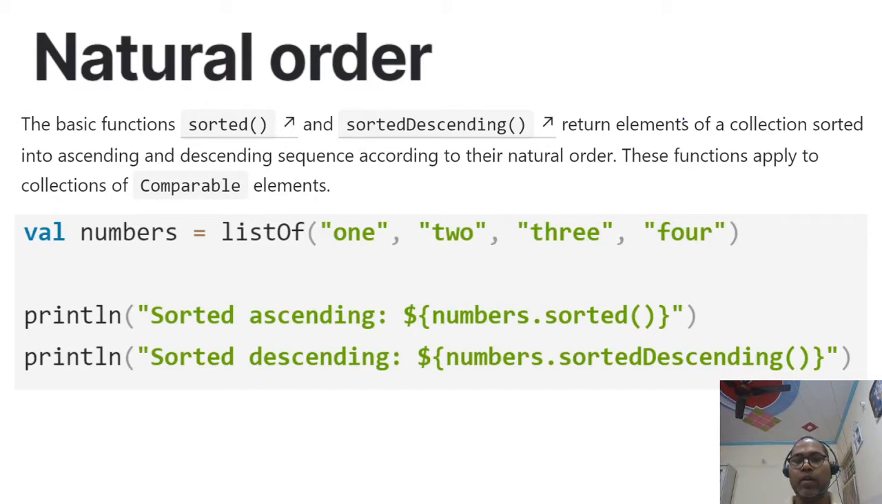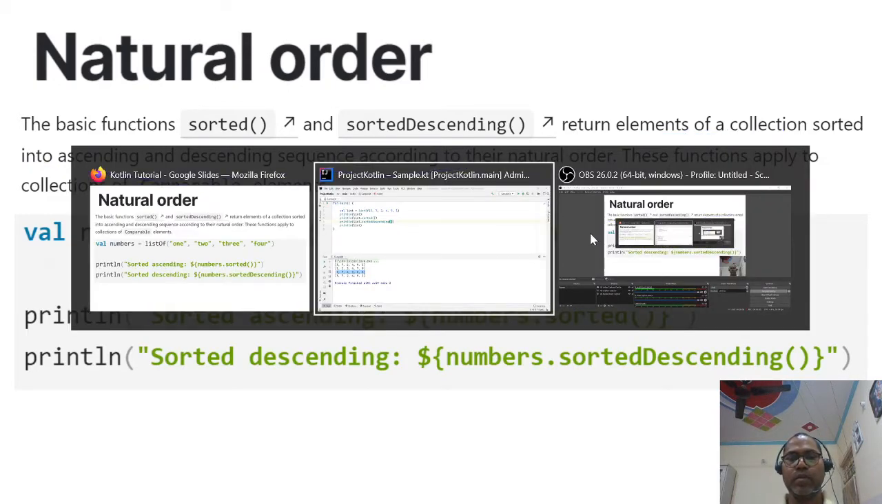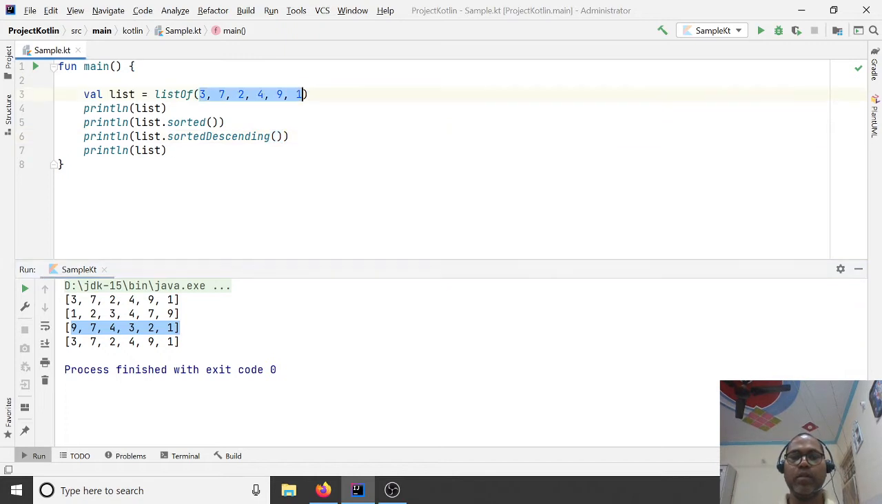As you know, the functions sorted and sortedDescending return the elements of the collection sorted into ascending and descending sequence according to the natural order. And natural order is applied to comparable elements, so natural order should be comparable. Let's see an example like 1 2 3, if you have some strings of numbers.